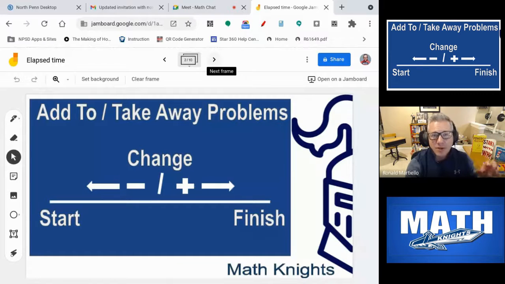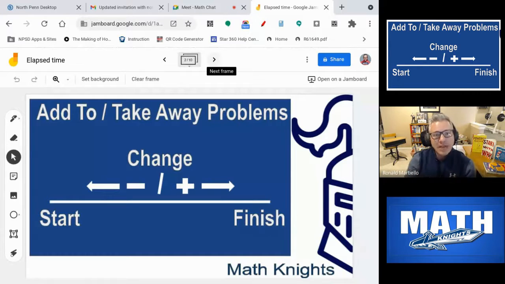Like those problems where there are 5 cookies on the plate and 2 were eaten. There was a change. And then at the end, there were 3 cookies. Or maybe there were 10 birds in a tree and 5 flew into the tree. And then there were 15 birds at the end of the story. Those are add to take away problems. And those add to take away problems have a start number. They have a change number that either is added or subtracted. And there's a finish or a result.